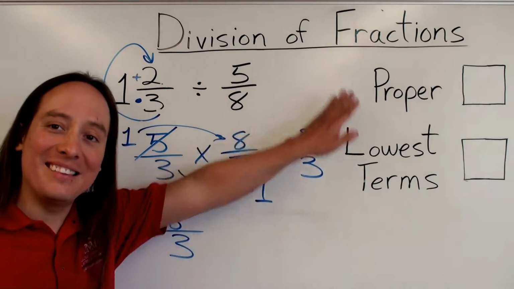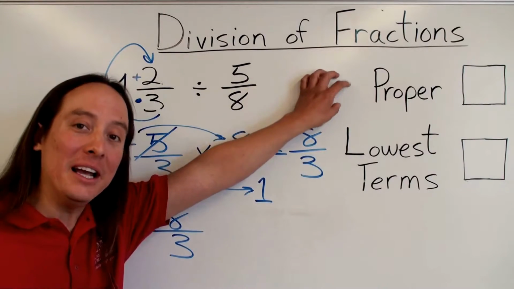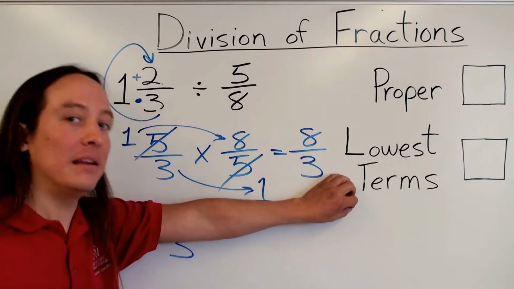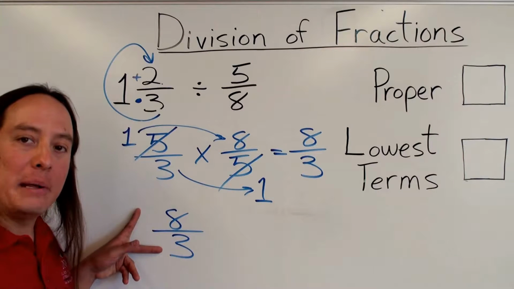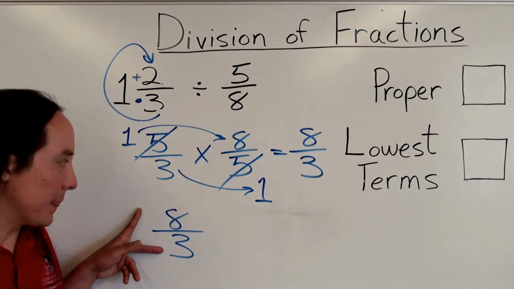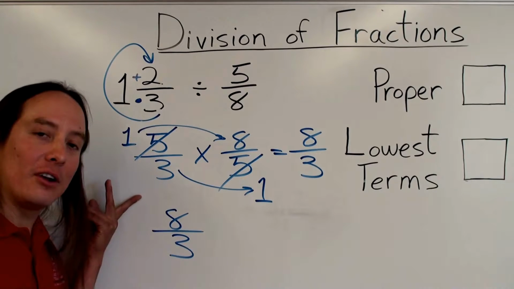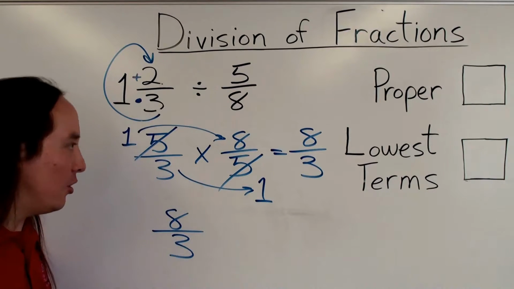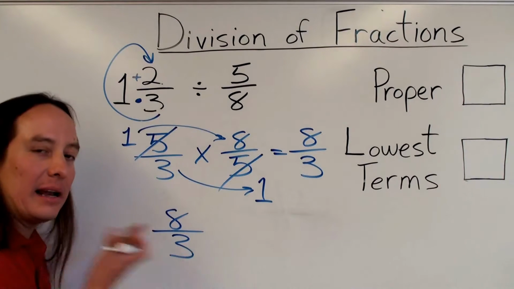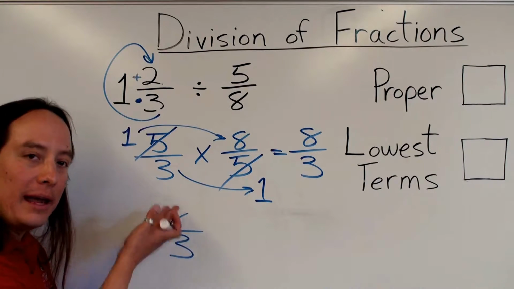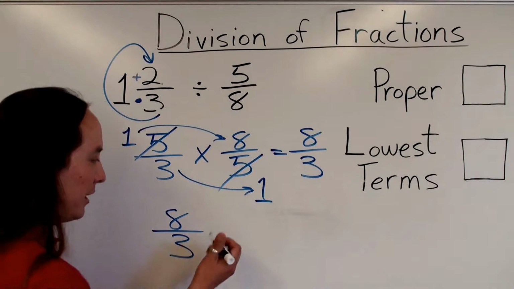Remember, I always got to check these two things, right? I got to make sure it's proper, and I got to make sure that the fraction is in its lowest terms. Okay, so 8/3, proper or improper? It's improper, right? Because the numerator is larger than the denominator. So let's go ahead and fix that. Go ahead and use black. So again, I like to say, how many times does 3 go into 8? Goes into it 2 times, right?